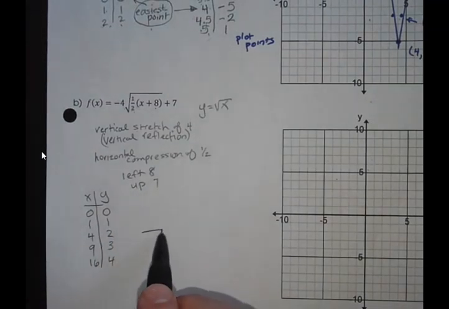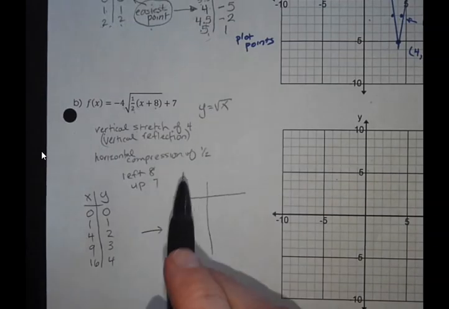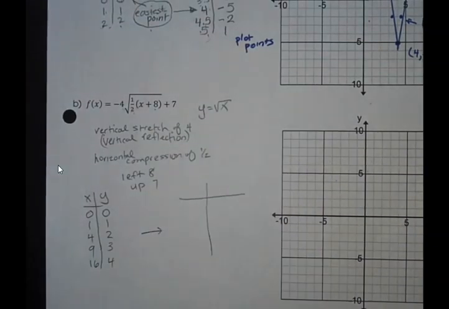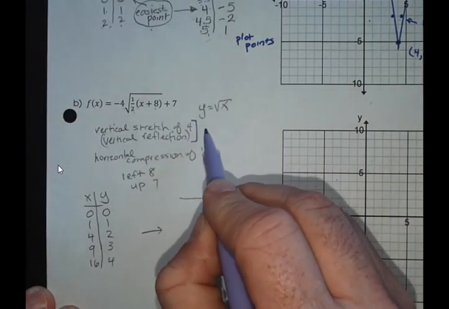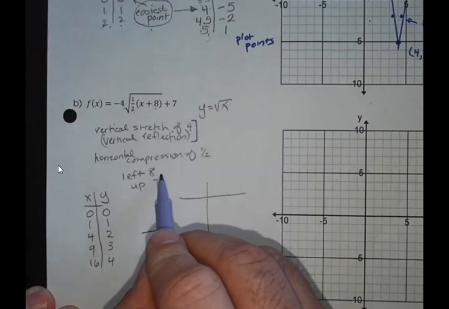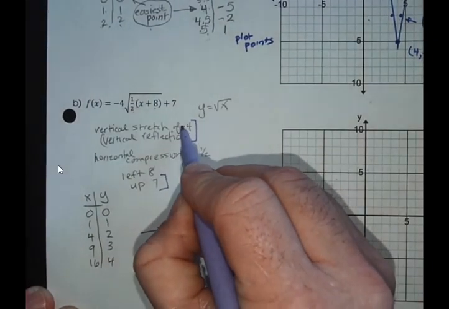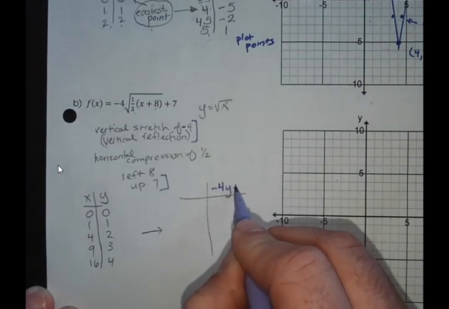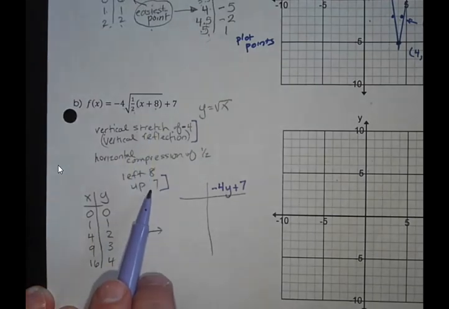All right. So here's the hard part. We have to think about what we are doing to y first. So this one's multiplying y, and this one's adding to y. And I'm going to make this a negative because of the reflection. So that would be negative 4y plus 7. Stretching is multiplying, that's adding.